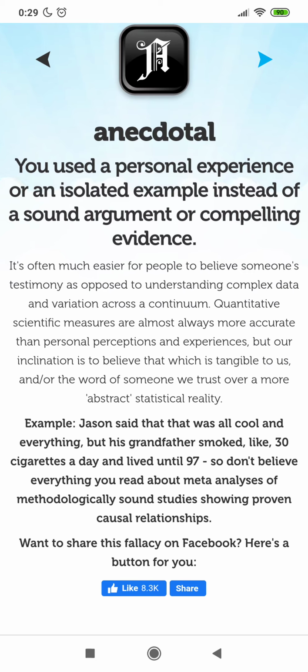Example: Jason said that was all cool and everything, but his grandparents smoked like 30 cigarettes a day and lived until 97 years. So don't believe everything you read about meta-analysis of methodologically sound studies showing proven causal relationships.